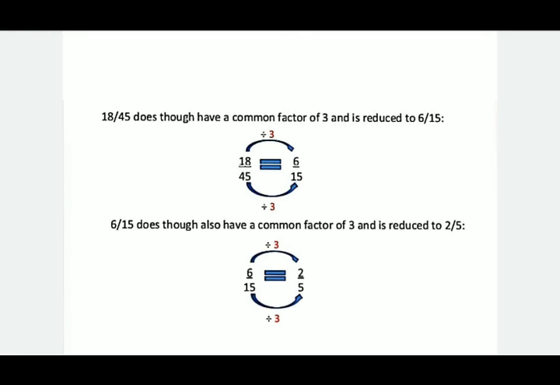Now 18 by 45 also has a common factor 3. So 18 divided by 3, the answer will be 6, and 45 divided by 3, the answer will be 15. So the new reduced form of 18 by 45, we are getting 6 by 15. Now again you can see that for 6 and 15, the common factor is 3. So 6 divided by 3, the answer is 2, and 15 divided by 3, the answer is 5. So at last the reduced form we are getting is 2 by 5.